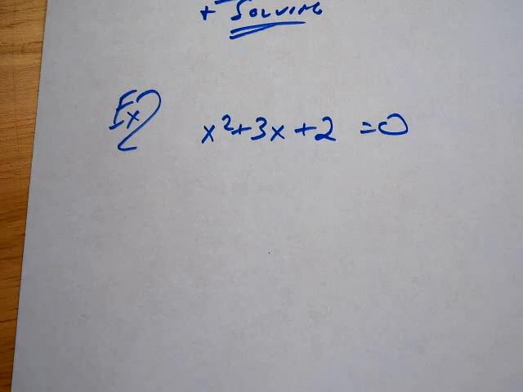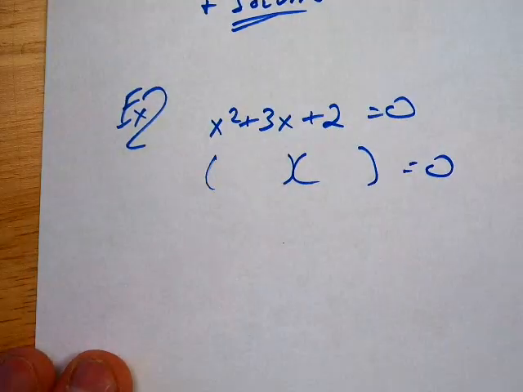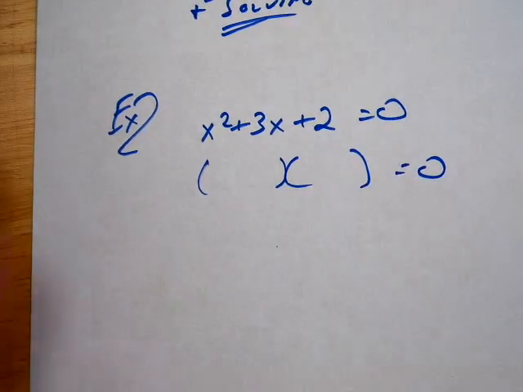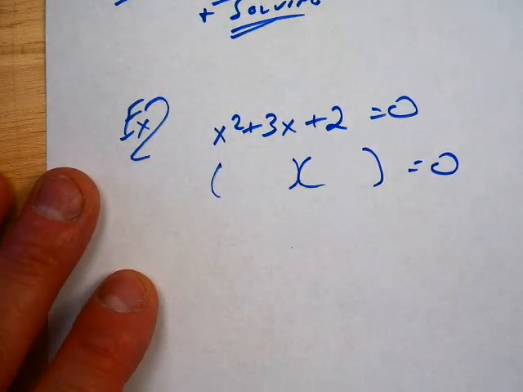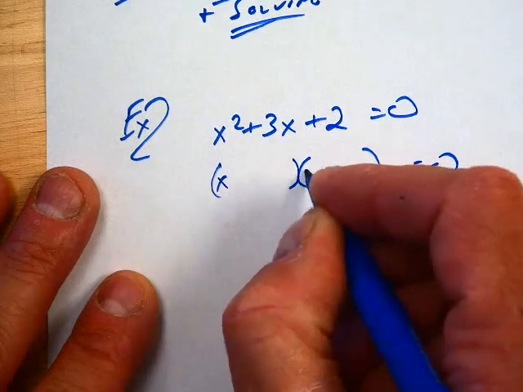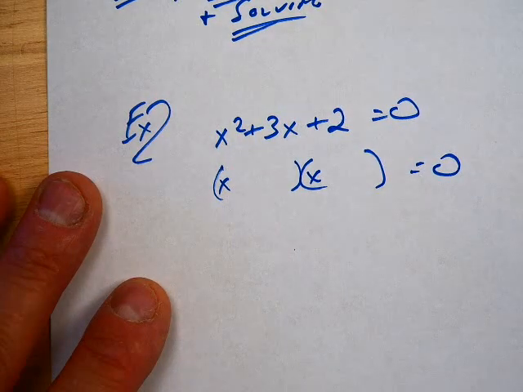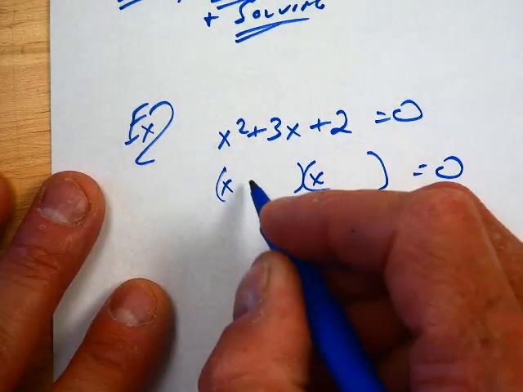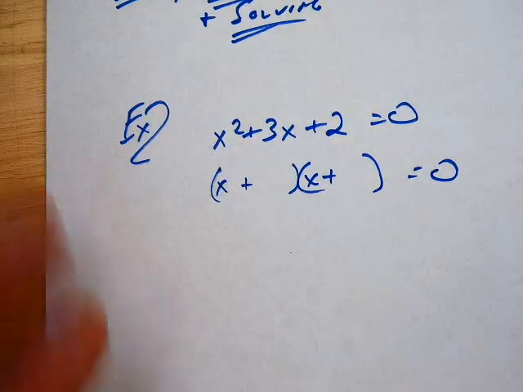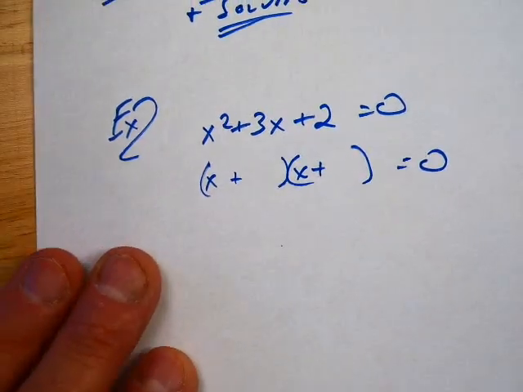To factor means to write it out as something times something else. Okay? And we worked a lot on this a couple of years ago. It'll be interesting to see how much you remember, how quickly this comes back to you. What goes in the front of each one? X. Why? Because x times x gives me x squared. Okay? What are my signs going to be here? Plus and plus. Okay? Since everything's positive here, everything's going to be positive down here.